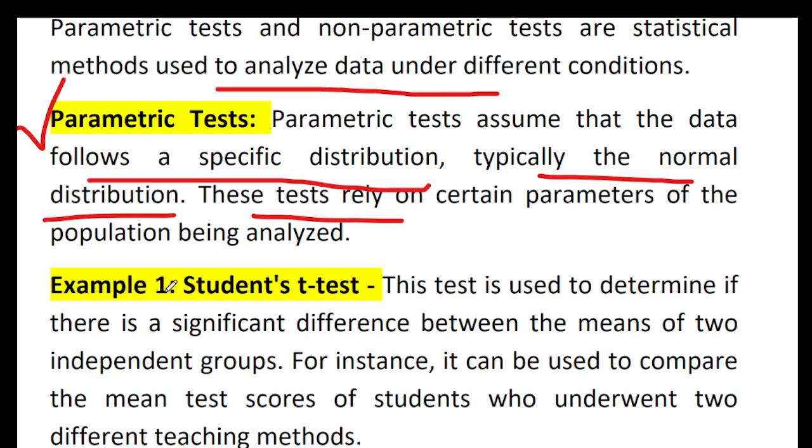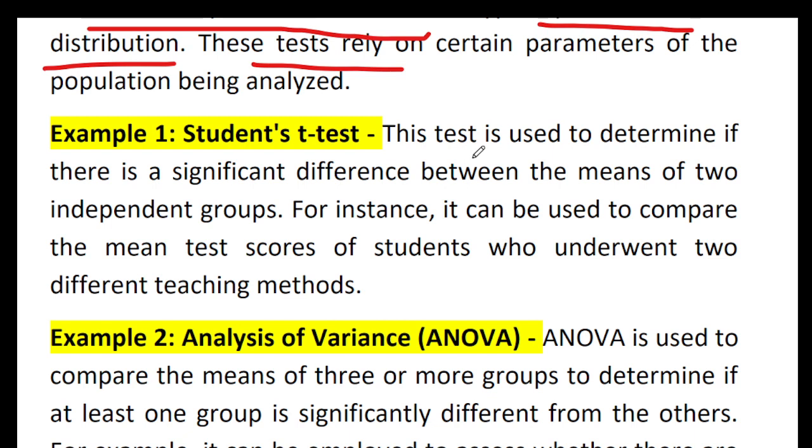For example, Student's t-test. This test is used to determine if there is a significant difference between the means of two independent groups. For example, it can be used to compare the mean test scores of the students who underwent two different teaching methods.